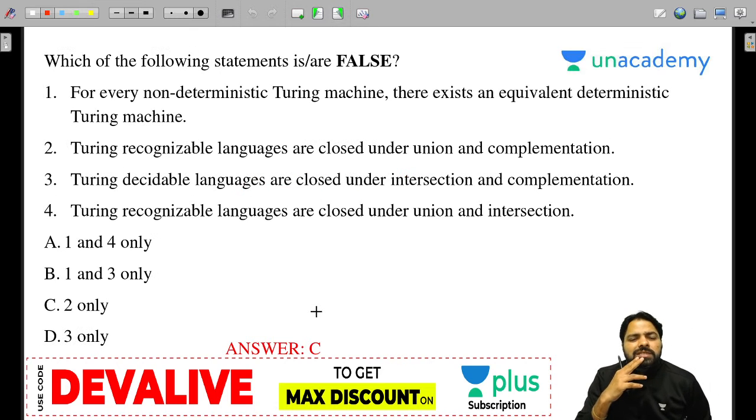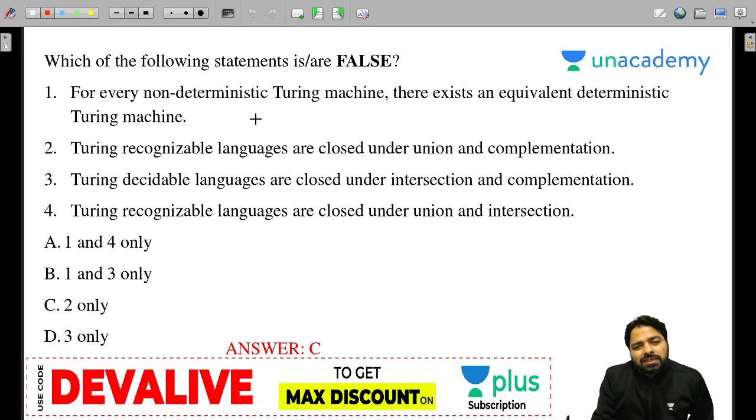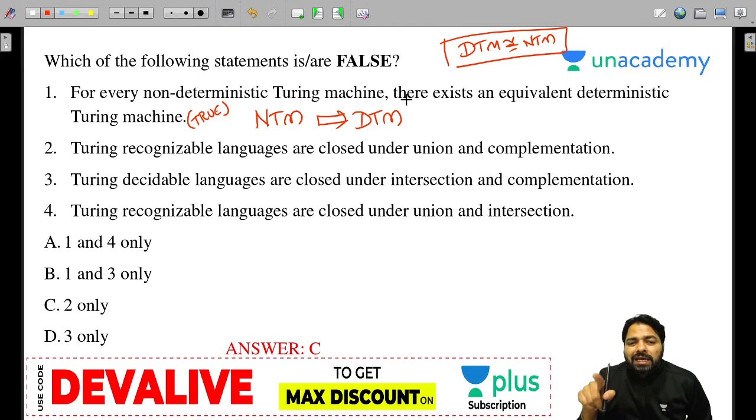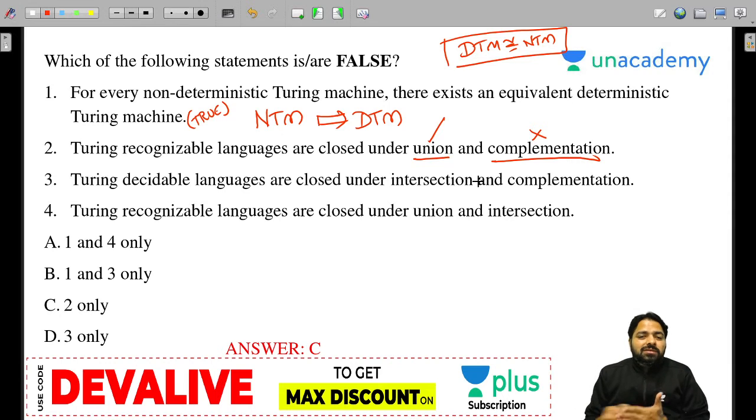Okay. Now this is about 2014 and 2013 next. Which of the following is false? For every NTM there exists an equivalent DTM. Yes, because we can convert every NTM to DTM like NFA to DFA. This is correct. This is true. We know DTM is equivalent to NTM. And second, Turing recognizable means RE, recursively enumerable languages are closed under union. This is true. But complement, this is false. Because REL complement need not be REL. We know that. Right? So this is the false statement.